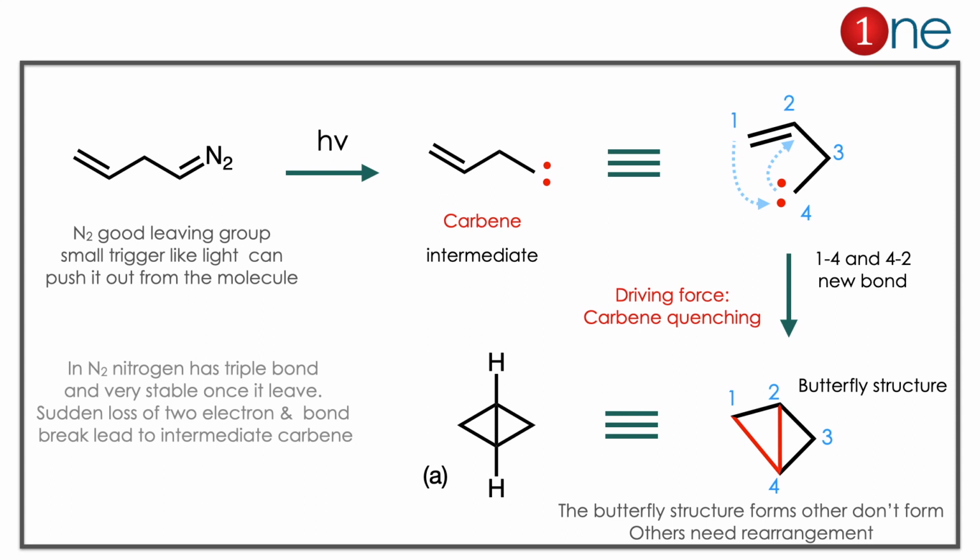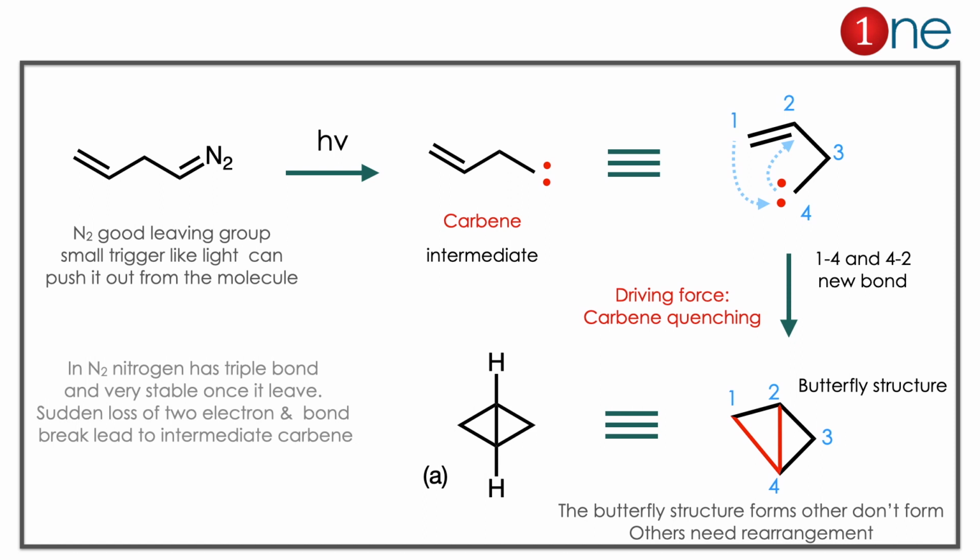Then how will the carbene be quenched? The carbene will be quenched as a butterfly kind of system. Why? Because this is possible. This doesn't involve any elimination or addition. All valencies are satisfied. If you go for other products, you might think of rearrangement or hydrogen shift. So the only possible structure is the butterfly structure, which is the bicyclobutane, which is answer A.